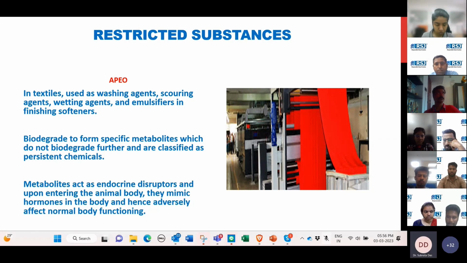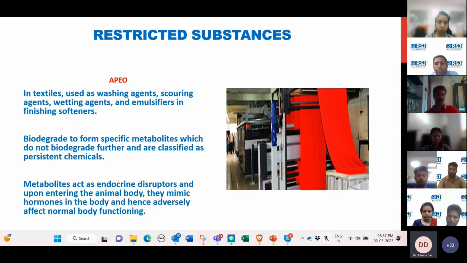Why is this dangerous or harmful? Because it biodegrades to form specific metabolites which do not biodegrade further, and they become persistent in the environment. So with any kind of washing chemicals, we have to be very, very careful. It should not contain alkyl phenol ethoxylates. Why is it important?